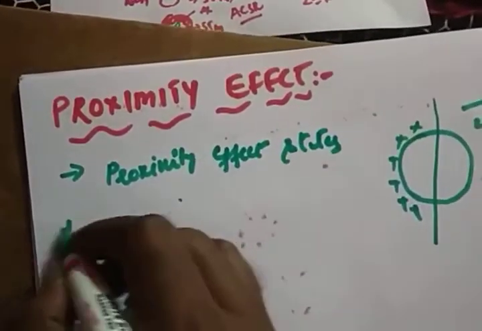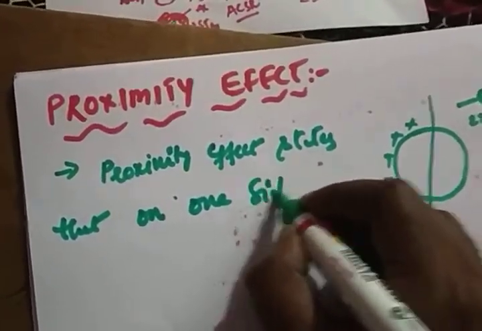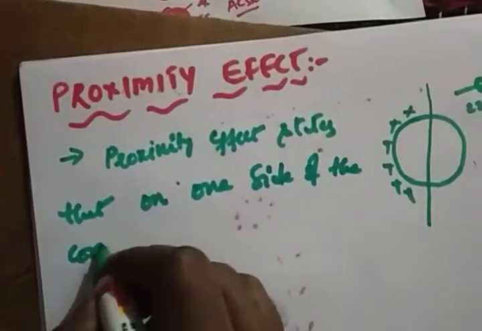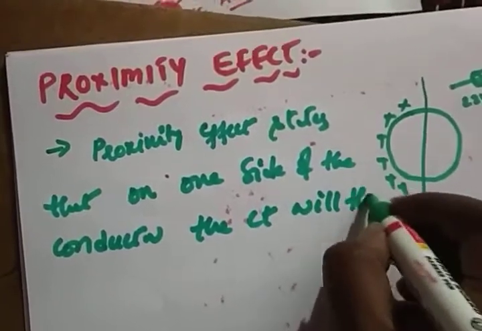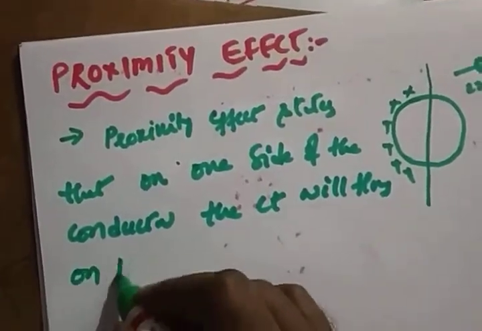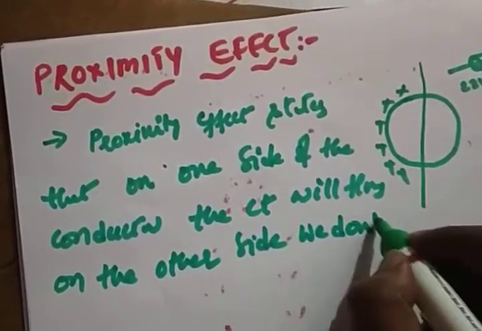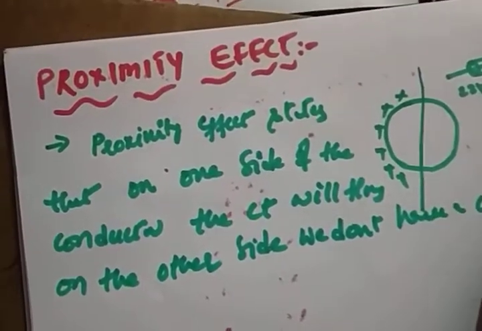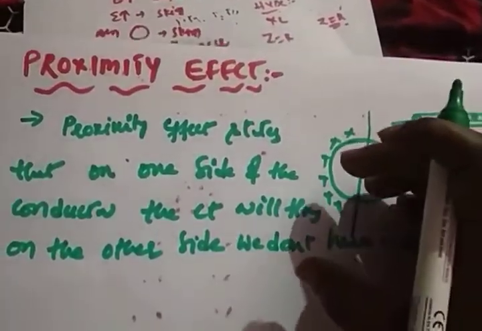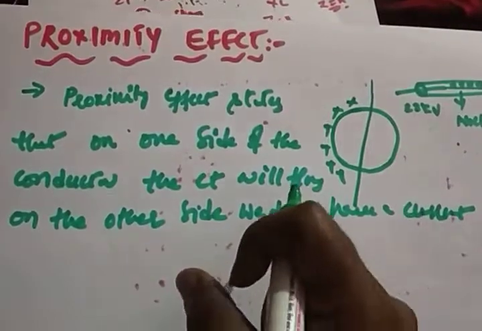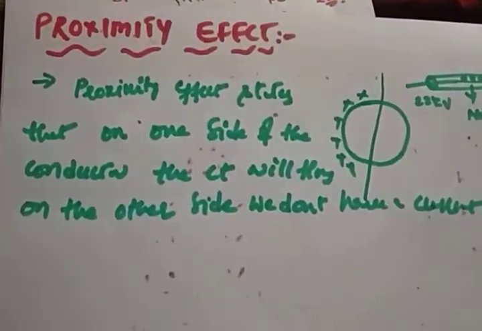Now, the proximity effect states that on one side of the conductor the current will flow, and on the other side of the conductor we don't have a current. So this effect we can call a proximity effect, right?